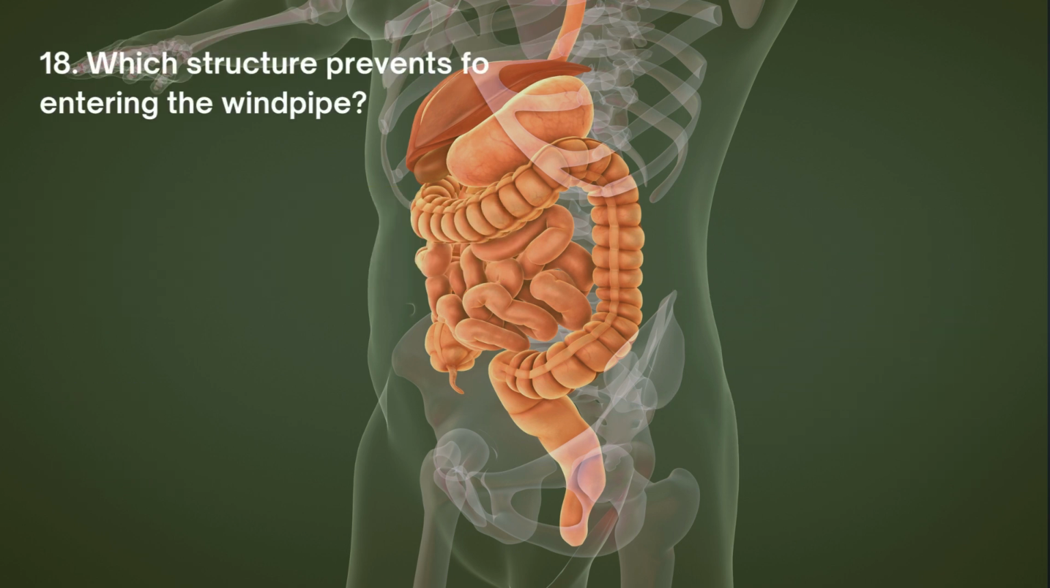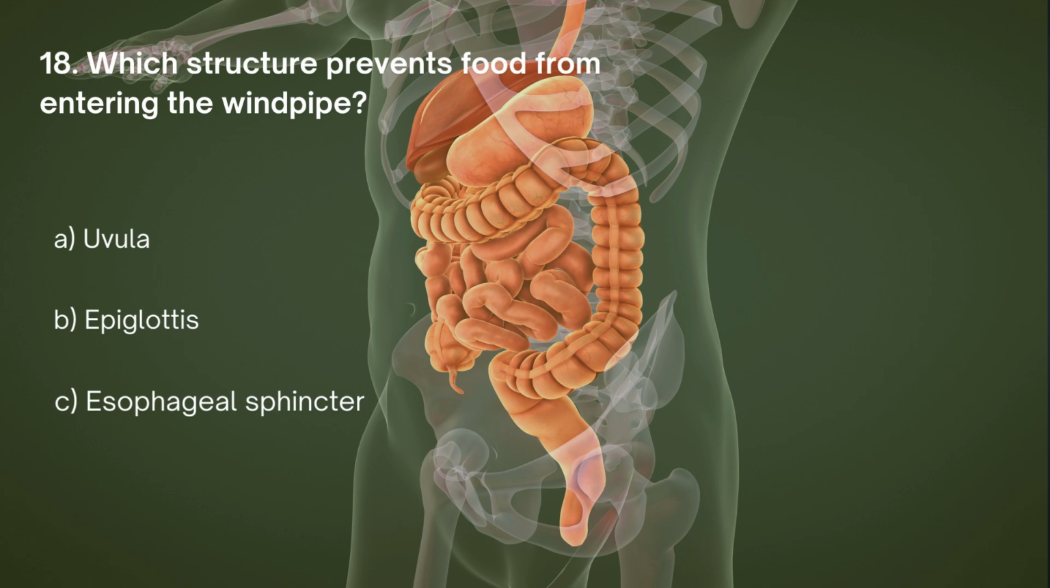18. Which structure prevents food from entering the windpipe? A. Uvula. B. Epiglottis. C. Esophageal sphincter. D. Glottis.